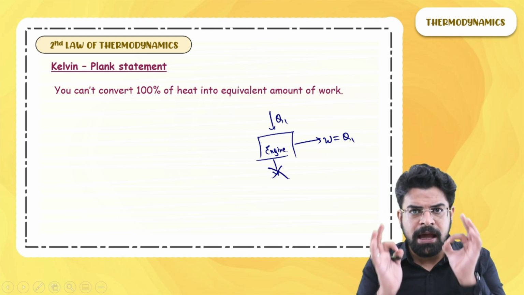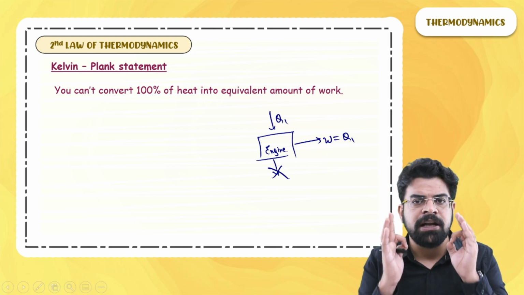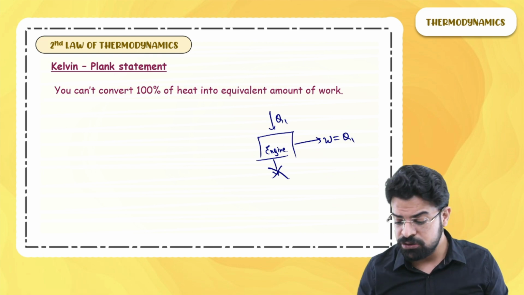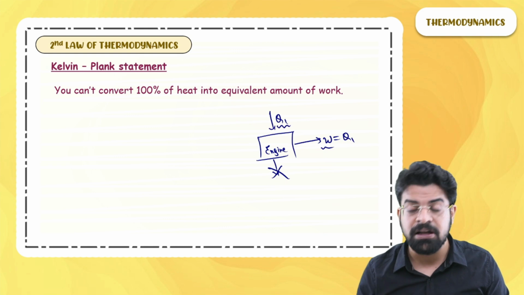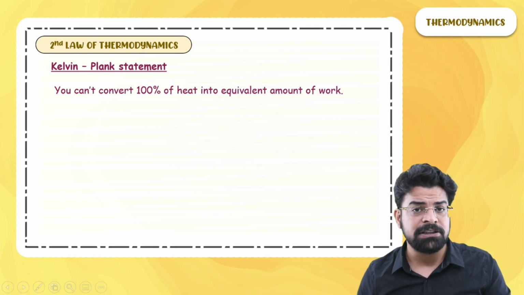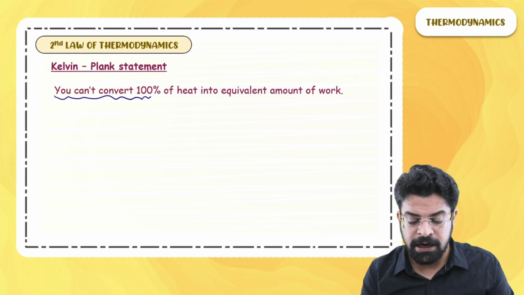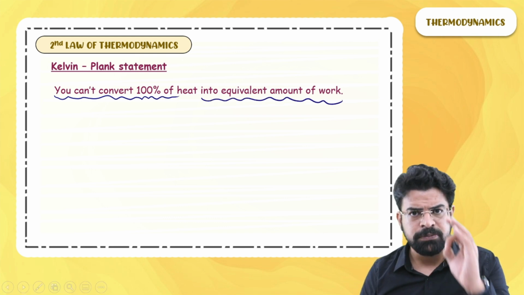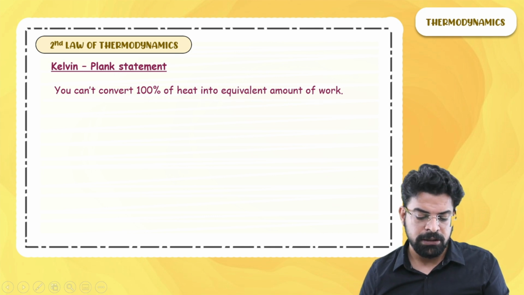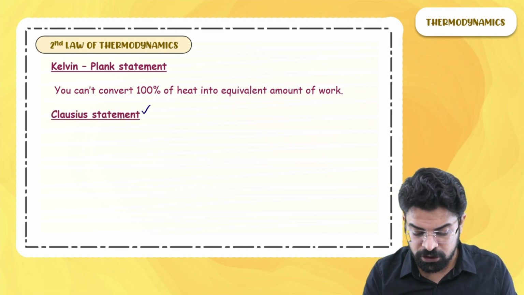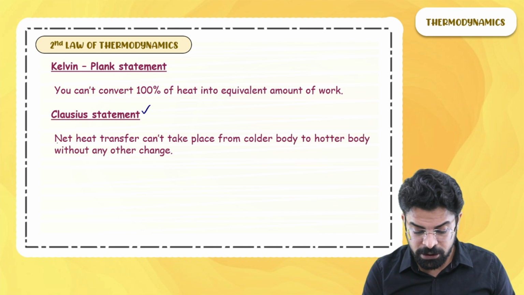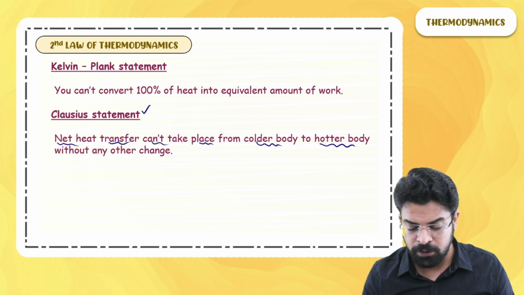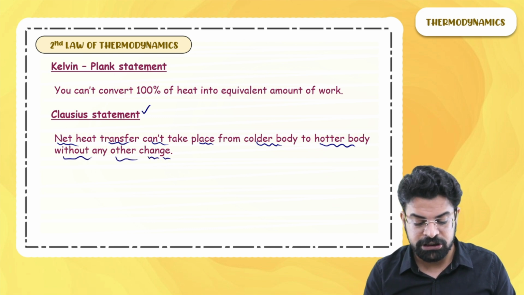You can't have a heat engine of 100% efficiency. Some amount of heat must be rejected to the sink so that the work done is always less than the heat given. So the Kelvin-Planck statement tells us that you can't convert 100% of heat into an equivalent amount of work. Some heat must be rejected to the sink. The second statement is called the Clausius statement. It says that net heat transfer can't take place from a colder object to a hotter object without any other change.